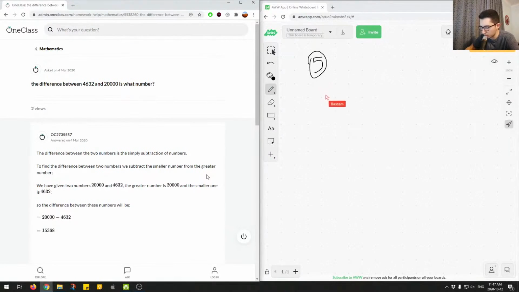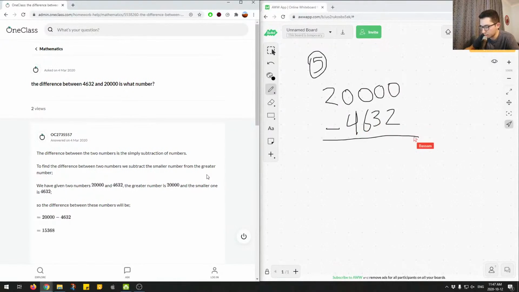So we have 20,000 minus 4,632. This is the equation. You can plug it into your calculator, but if you're doing mental math, you can go as follows. I believe we should start from the right side here.